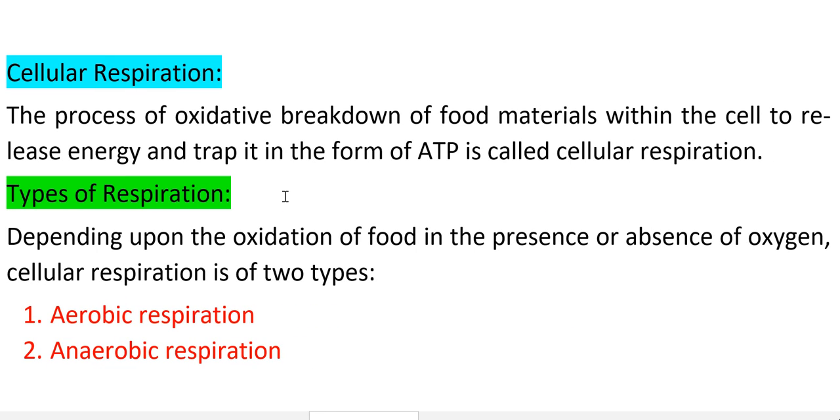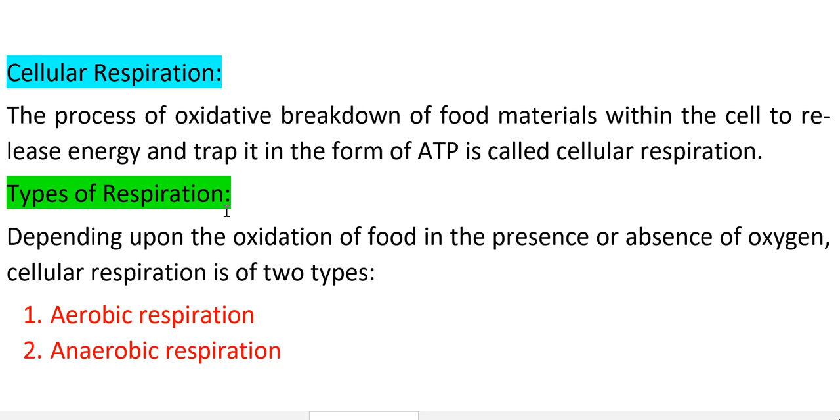Now come to cellular respiration. That means when respiration occurs inside the cell. So the process of oxidative breakdown of food materials within the cell to release energy and trap it in the form of ATP, that means adenosine triphosphate or chemical form of energy, is called cellular respiration.